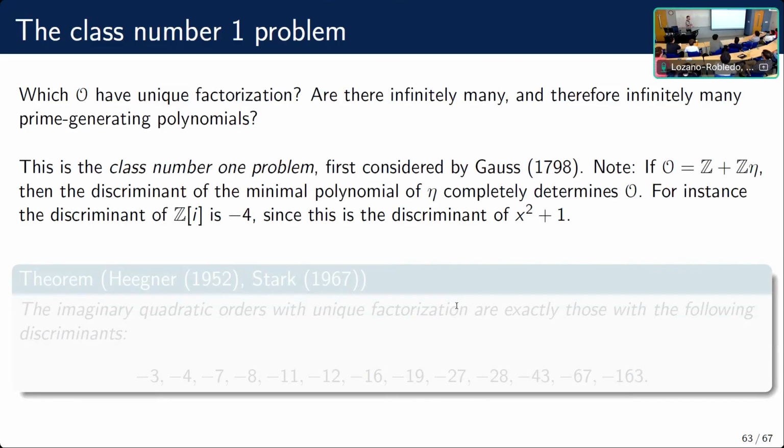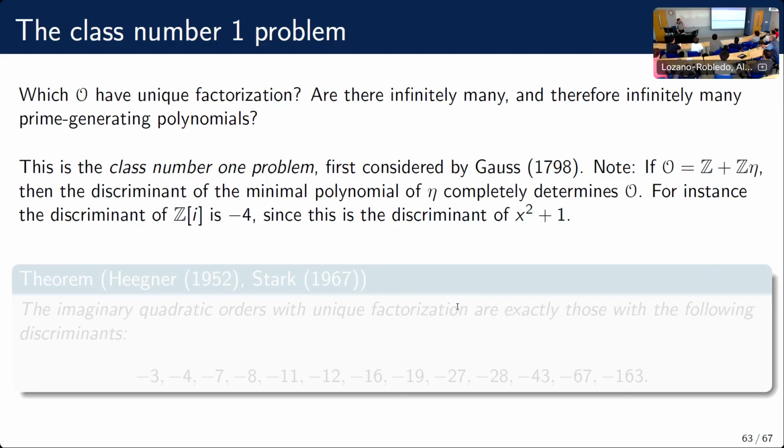This was first considered by Gauss in 1798 in Disquisitiones Arithmeticae, and he conjectured the complete list. One convenient way of describing the order is to say that if the order is spanned by 1 and eta, eta has some minimal polynomial, and the discriminant of that polynomial determines the order. So if we consider the Gaussian integers, that's generated by 1 and i, which is the root of x squared plus 1, and the discriminant of that is -4. So we just call that the -4 order, and you can assign a negative integer to all these orders.